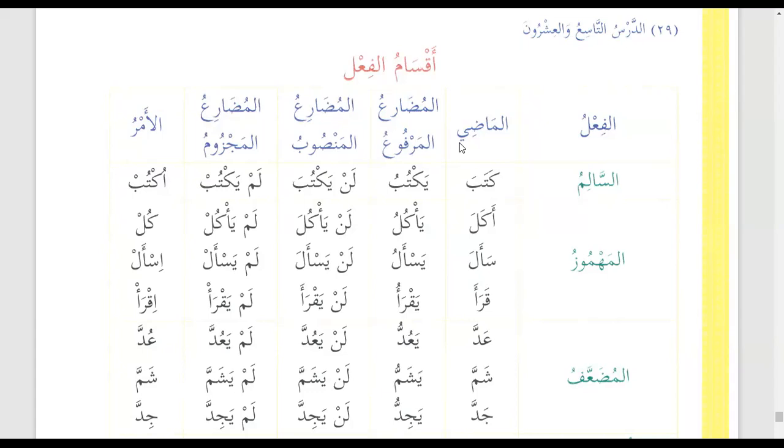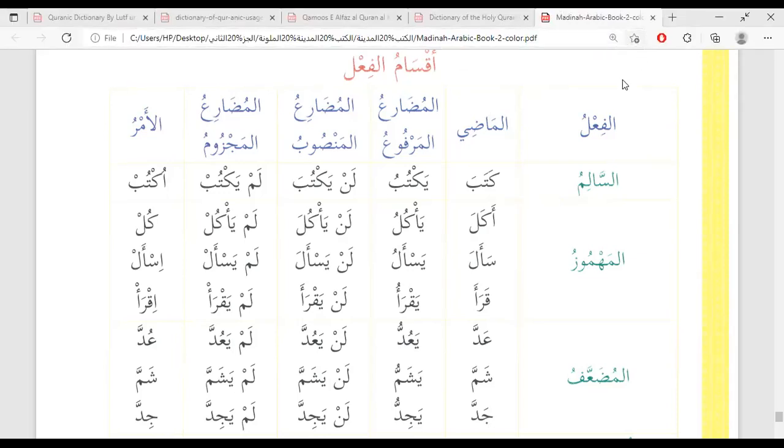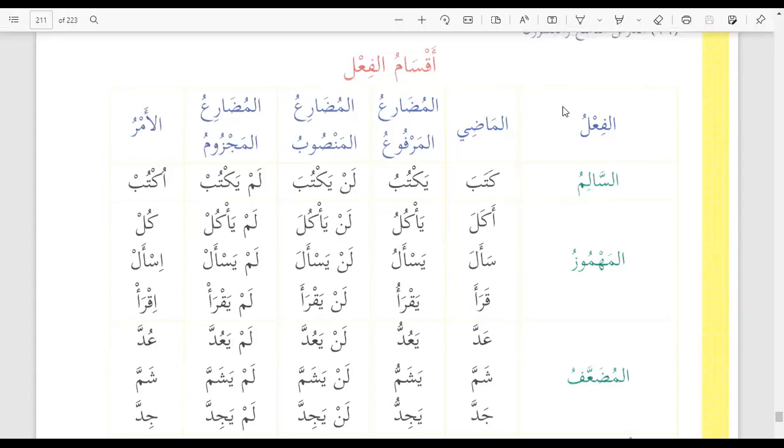Lesson number 29. Alhamdulillah, we completed all of it. And now we have a complete summary of the verbs, which is called aqsamul fi'l. Qismun, and the plural of qismun is aqsamun. And as we know, this is mudaf ilayh. So this is aqsamul fi'li. That means the kinds of the verb, okay?